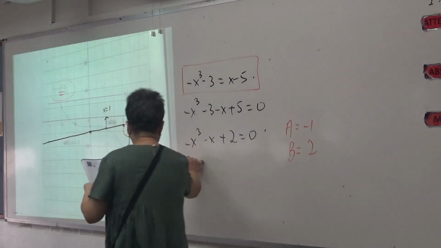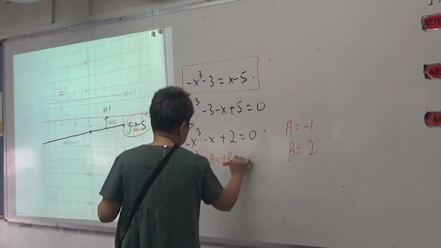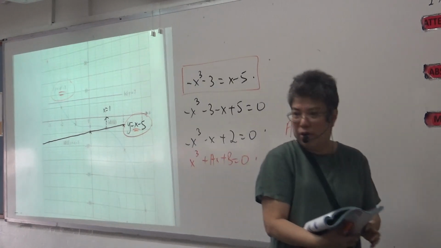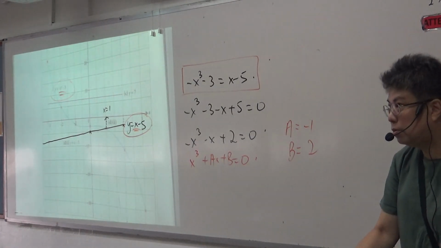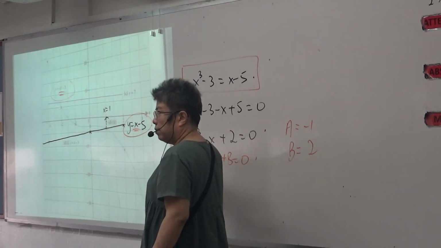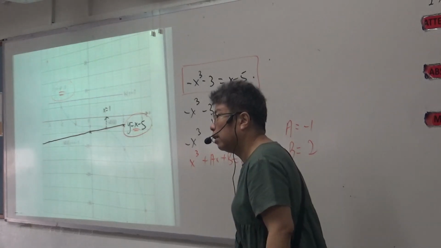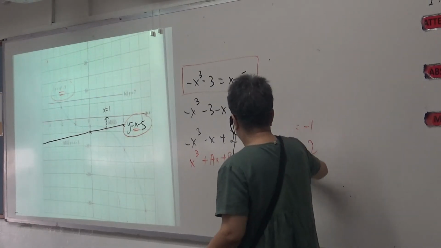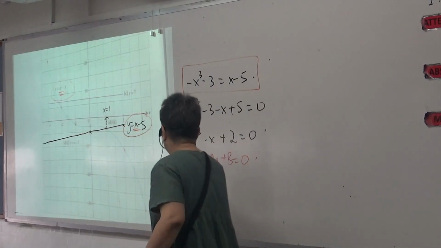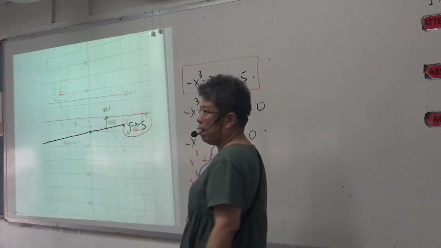They want to compare with x cubed plus ax plus b equals 0, right? Now, you realize that I cannot compare still. Why can I not compare? Because this is x cubed, this is negative x cubed. But this is an equation, I can multiply through by negative 1. Okay, so what will I get? x cubed plus x minus 2 equals 0, right?